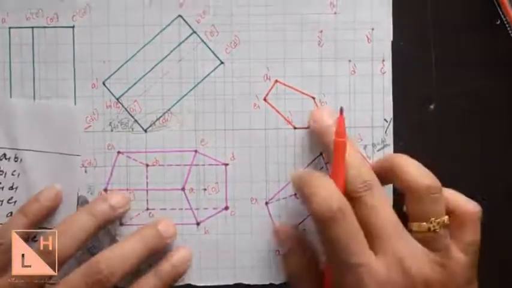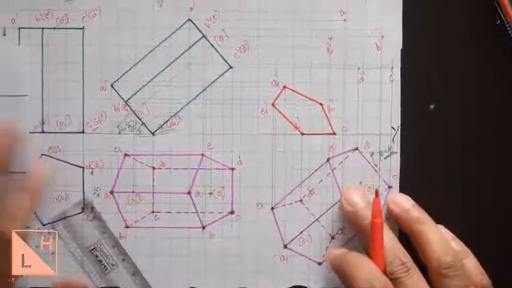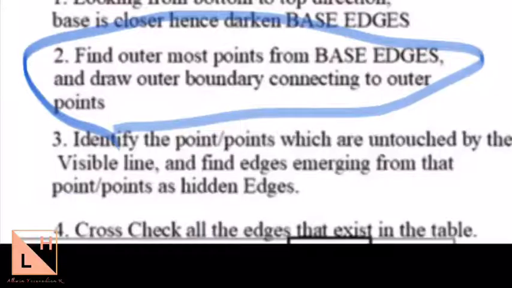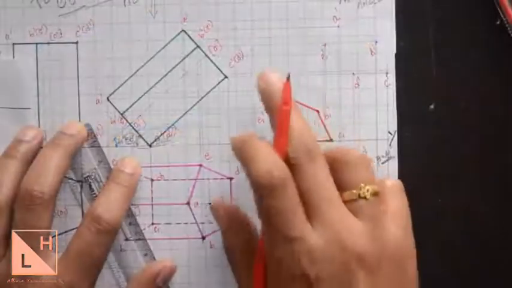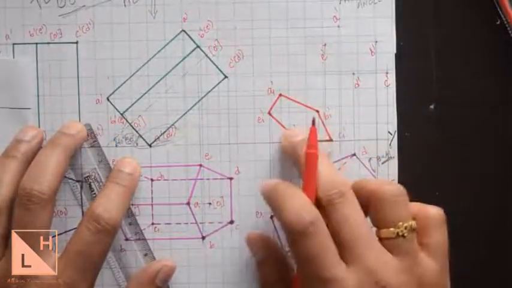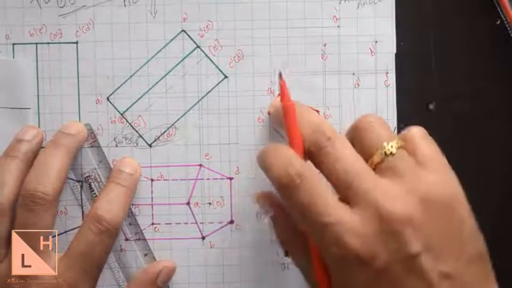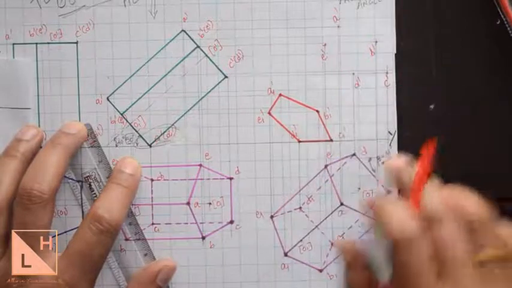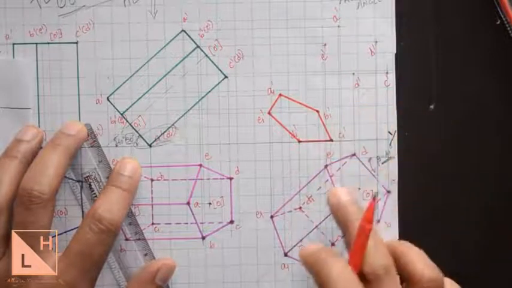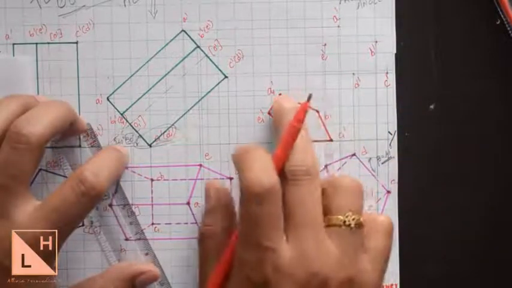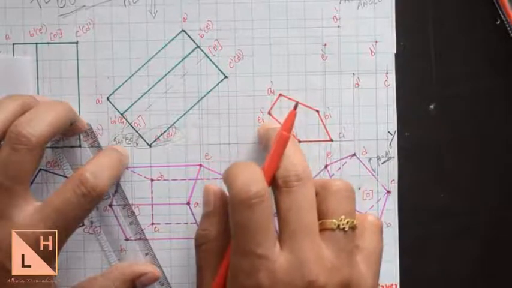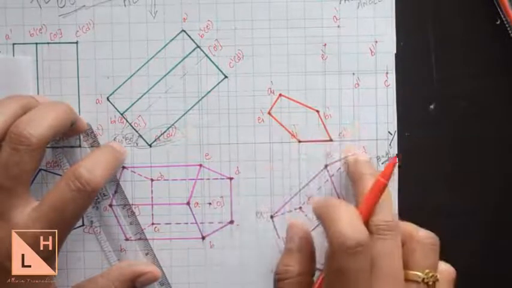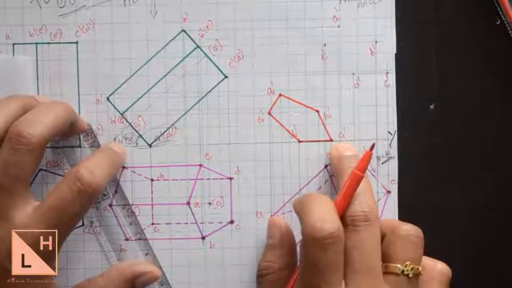Now the base of the prism is darkened, and what you see in the second step is to find the outermost points of the base that you have connected, and from the outermost points let us draw an outer boundary which connects all the points in the outermost parts of the third position. So in this particular problem you see A1 dash and E1 dash are very close to each other, while the outermost point on the bottom side is obviously C1 dash.